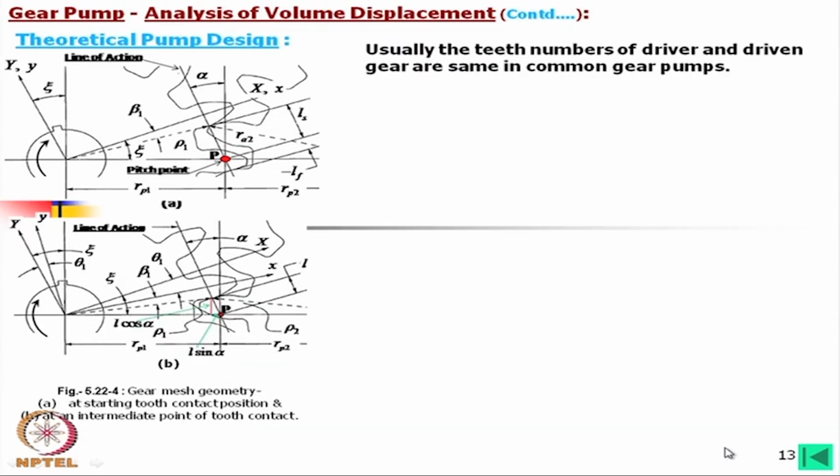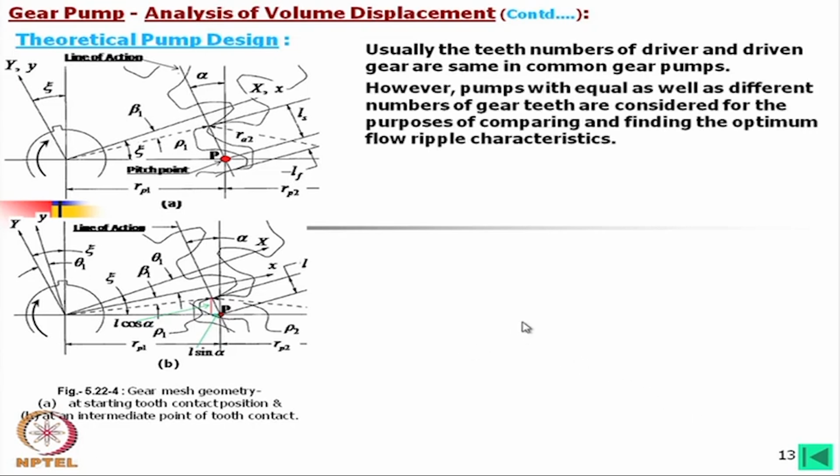Now, usually the teeth numbers of driver and driven gear are the same in common gear pumps, right. However, pumps with equal as well as different numbers of gear teeth are considered for the purpose of comparing and finding the optimum flow ripple characteristics. This exercise is done by Mannering to find out whether there is any advantage to optimize the flow ripple by changing the gear ratio from 1.